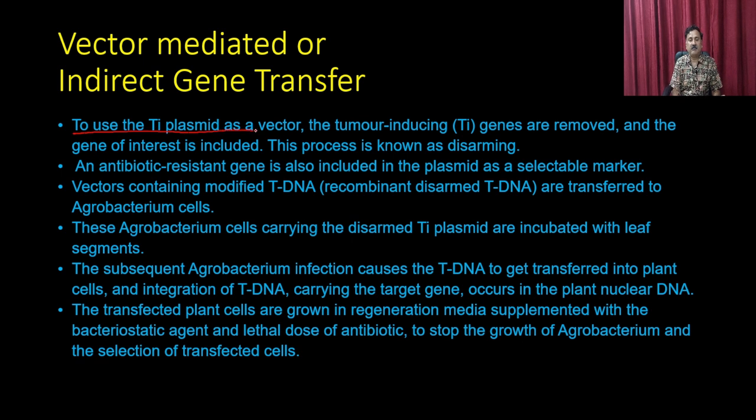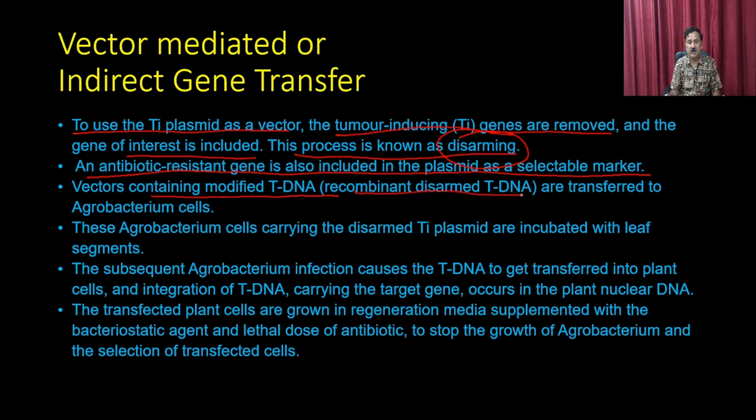To use the Ti plasmid as a vector, the tumor-inducing genes are removed and the gene of interest is included. This process is known as disarming. An antibiotic resistance gene is also included in the plasmid as a selection marker. The vector containing the recombinant disarmed tDNA is transferred into Agrobacterium tumefaciens. These Agrobacterium cells carrying the disarmed Ti plasmids are incubated with the leaf segments.